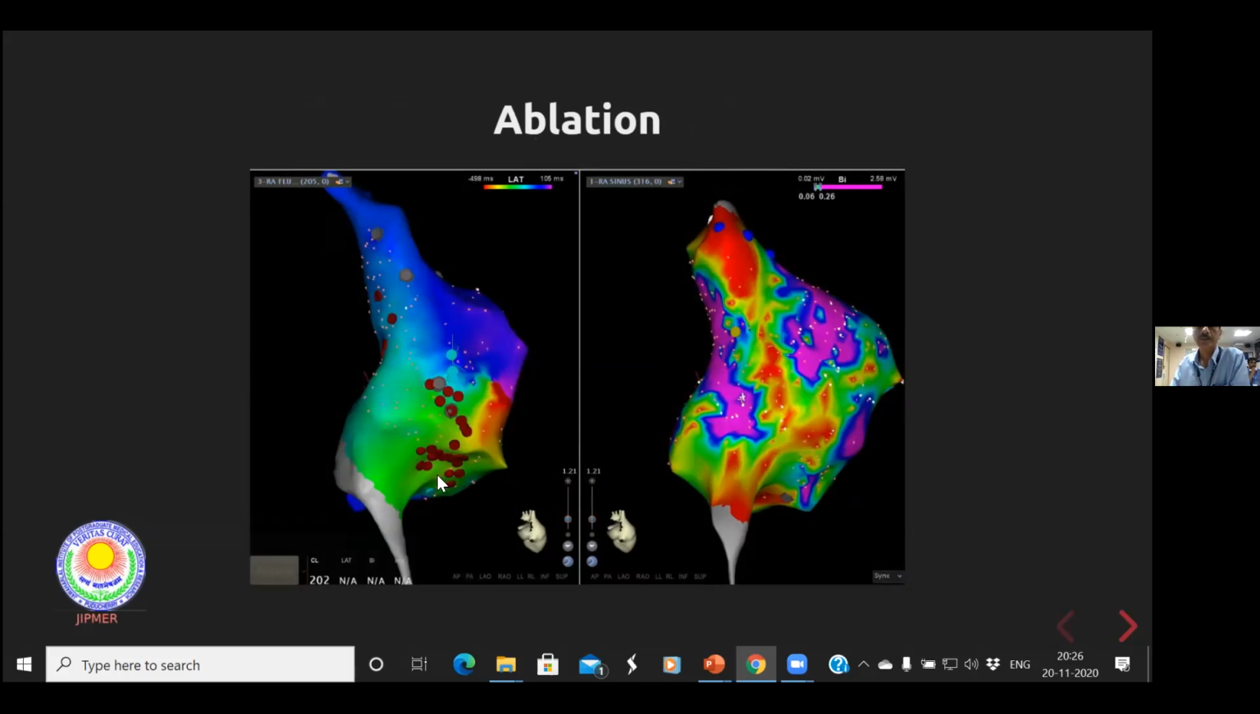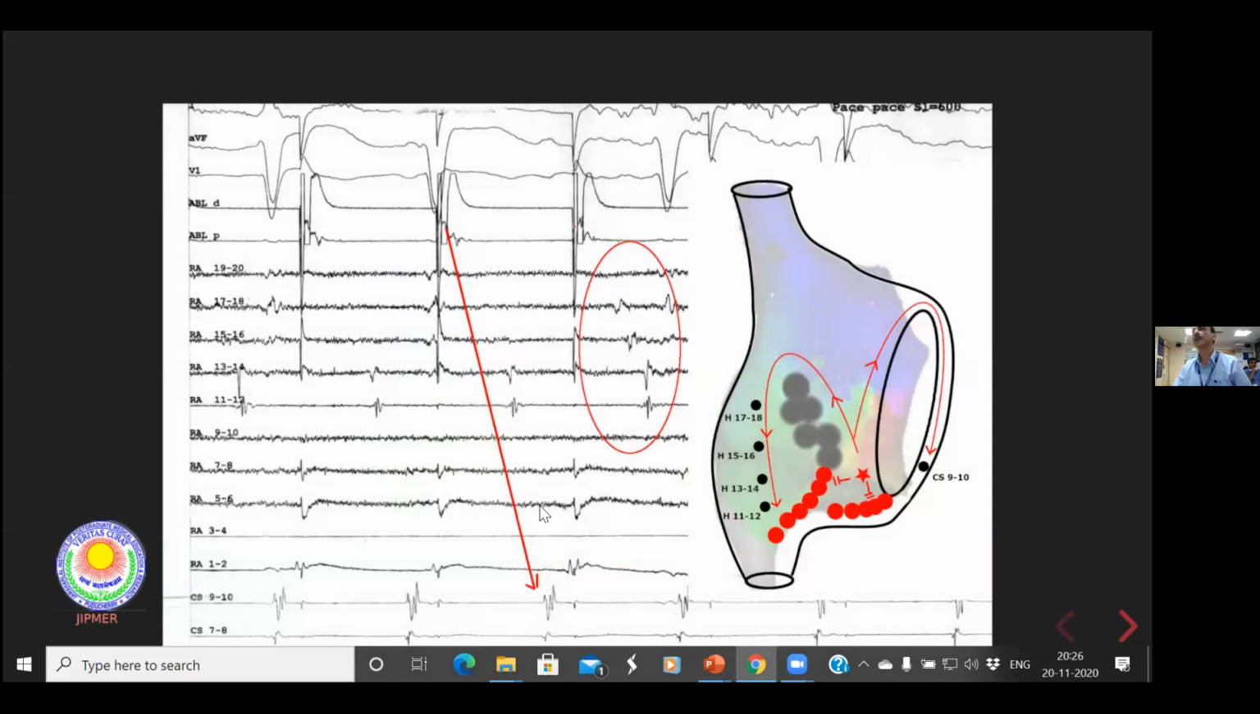Now the next teaching point is that whenever we draw a line, always assess the integrity of the line. Lines, if they are not complete, can of course result in recurrence of the same flutter, and can also be pro-arrhythmic and result in different arrhythmias coming up. So always assess integrity of line. And in this condition, the easiest way to do it is by pushing the halo catheter posterior to the scar.